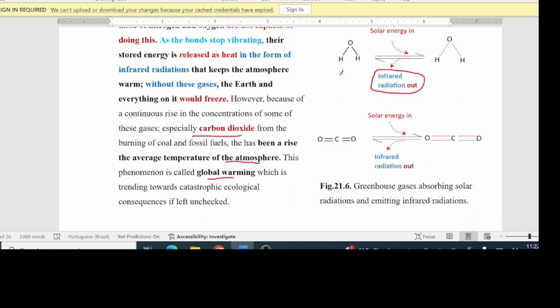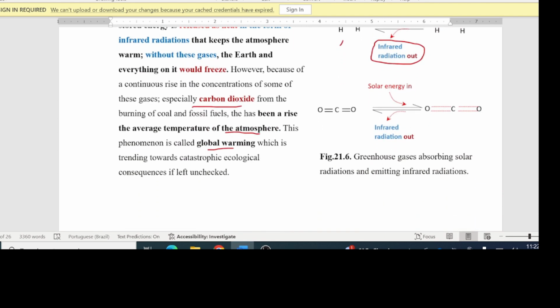But the problem is this: because of the tremendous degree of burning of fossil fuels, there is an immense buildup of carbon dioxide in the atmosphere, and this is causing a rise in the temperature of the globe that is referred to as global warming. And of course, this is trending towards catastrophic ecological consequences if left unchecked.